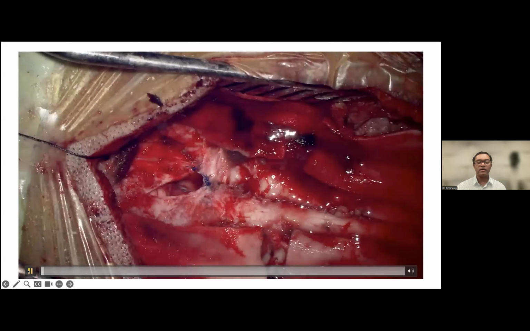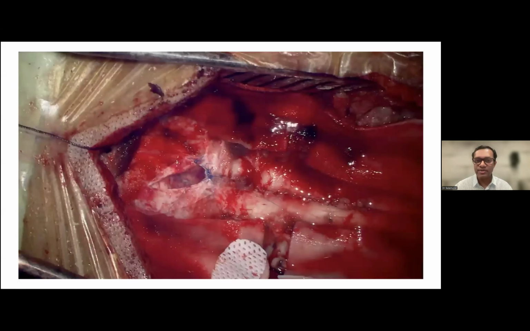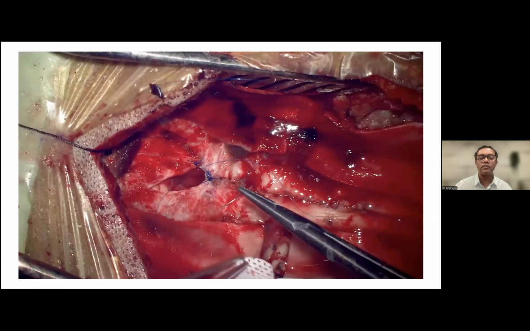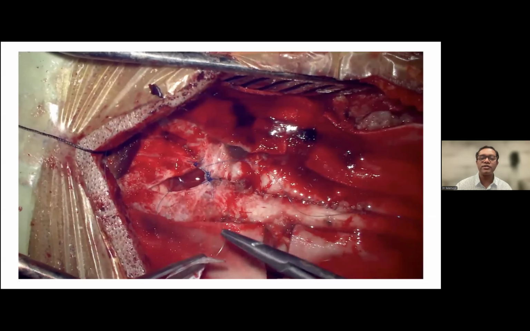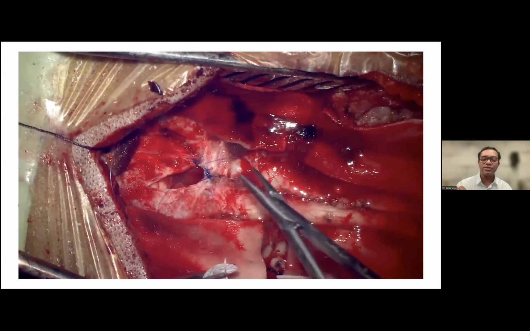So this next one is another patient where there was a dural tear, and the tear was so haphazard, we were not able to actually close the dura. This was in a young patient, and there was a bony spike which happened.